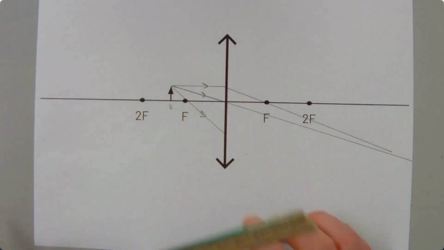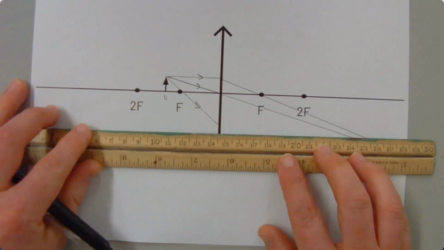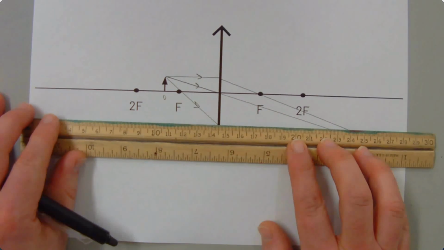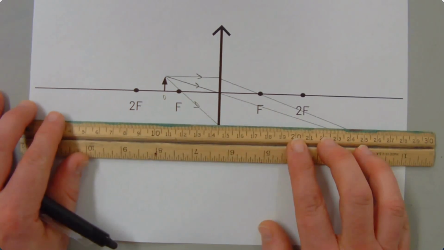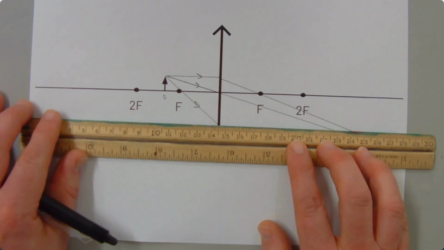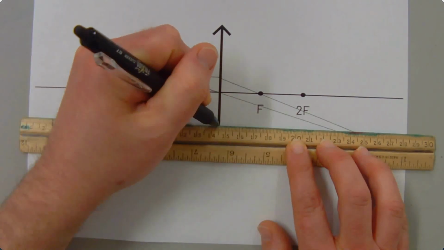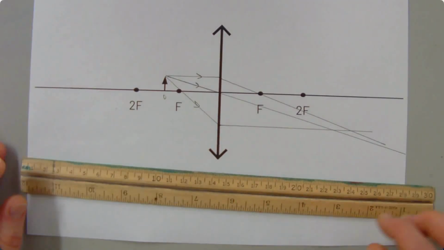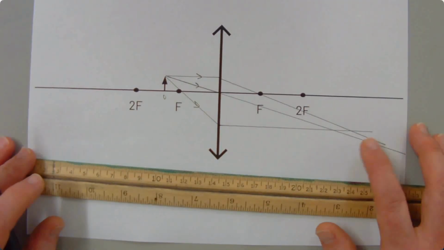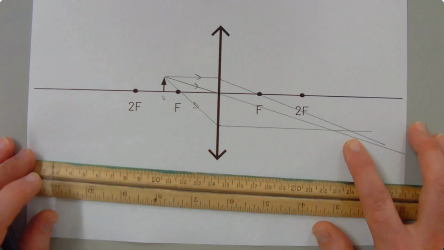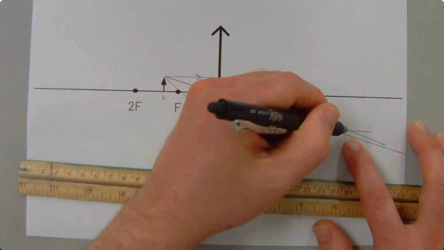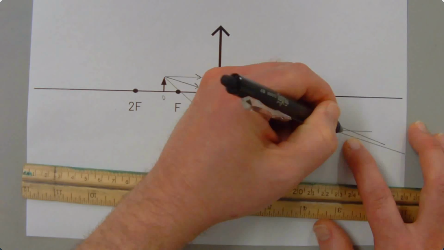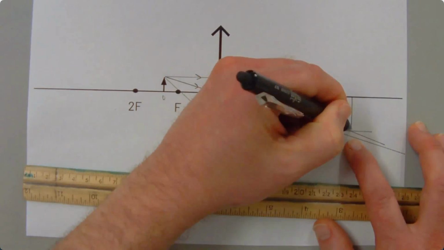Okay, and then lastly we have the ray that goes through the focal point, goes parallel to the principal axis after the lens. Okay, and we want to know where these three lines converge. That is where the image is. So somewhere right around here is where our image is.